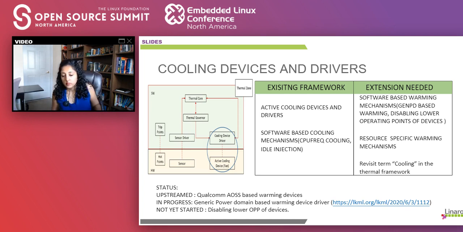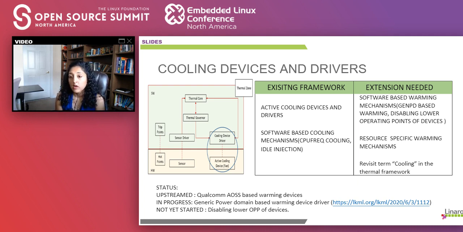Moving on. The next part of the thermal framework that would need extension is cooling devices and drivers. In today's existing framework, we have two kinds of cooling devices and drivers. One is active cooling devices, which are actual physical devices like fans or a GPIO line. And then there are software-based cooling mechanisms like CPU frequency cooling, where you say that if the temperature is rising, the CPU cannot operate at certain high frequencies or high operating points, and also idle injection.